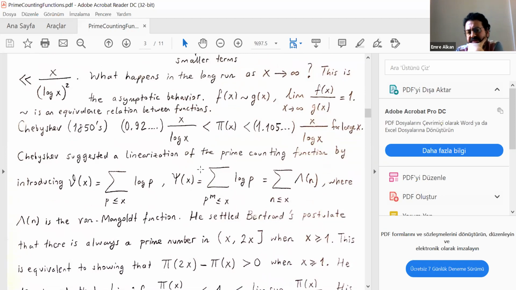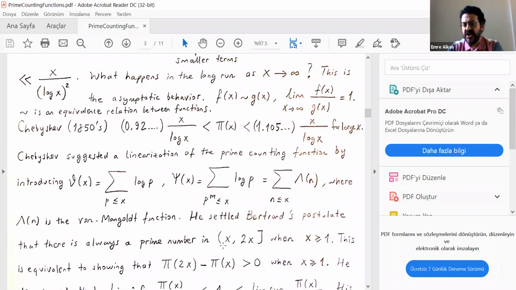Of course, why was he interested in such things? He was interested in settling what is known as Bertrand's postulate, a conjecture of those times that there is always a prime number in this interval, x open and 2x closed, when x is greater than or equal to 1. Of course, when x is large, this is a huge interval of length x. Of course, we are expecting lots of primes here. But the interesting part is that it universally holds for any x greater than or equal to 1. So that was Bertrand's postulate.